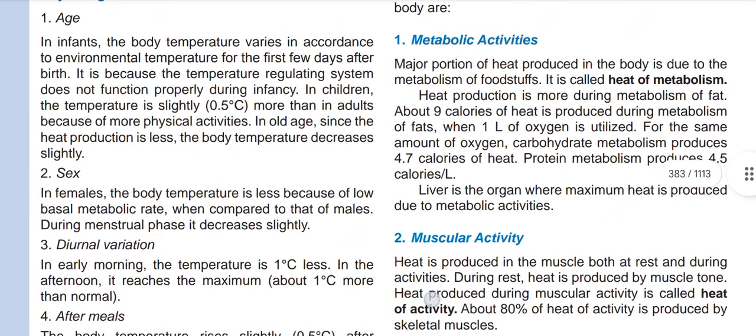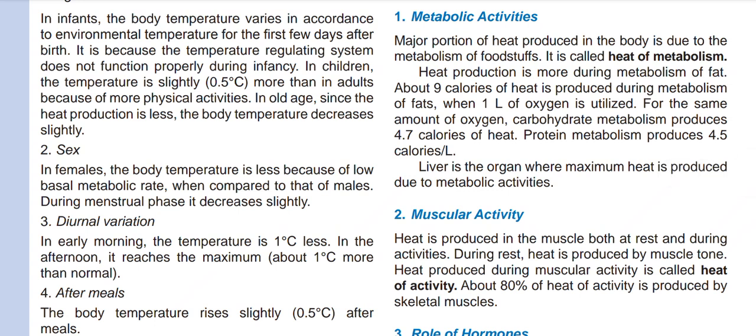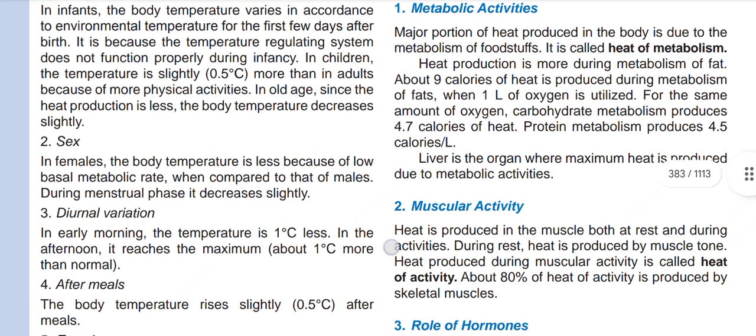Major portion of the heat produced in the body is due to the metabolism of foodstuffs or food substances. It is called heat of metabolism. Heat production is more during metabolism of fat. About 9 calories of heat is produced during metabolism of fats. When 1 liter of oxygen is utilized, carbohydrate metabolism produces 4.7 calories of heat, and protein metabolism produces 4.5 calories per liter.